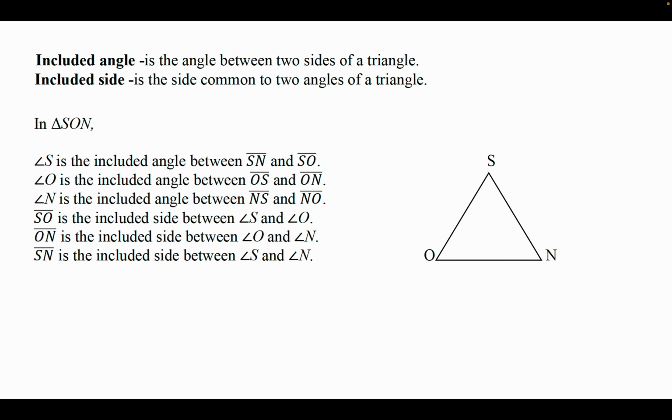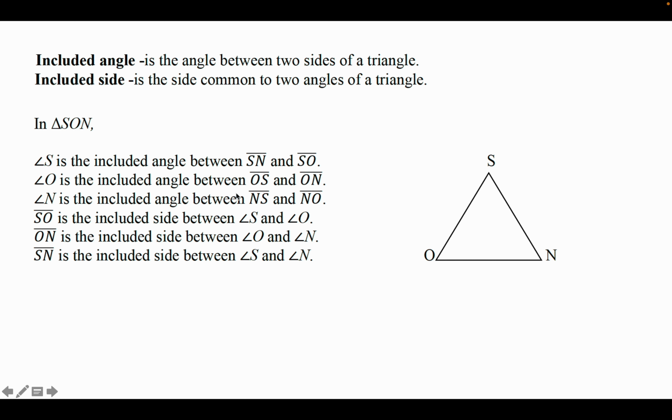Okay, so first and foremost, let us discuss first what is included angle. So when we say included angle, Kalex, please read. Included angle is the angle between two sides of a triangle. Yes. So the included angle is the angle between two sides of a triangle. Take note of the word between. The key word there is between two sides of a triangle.